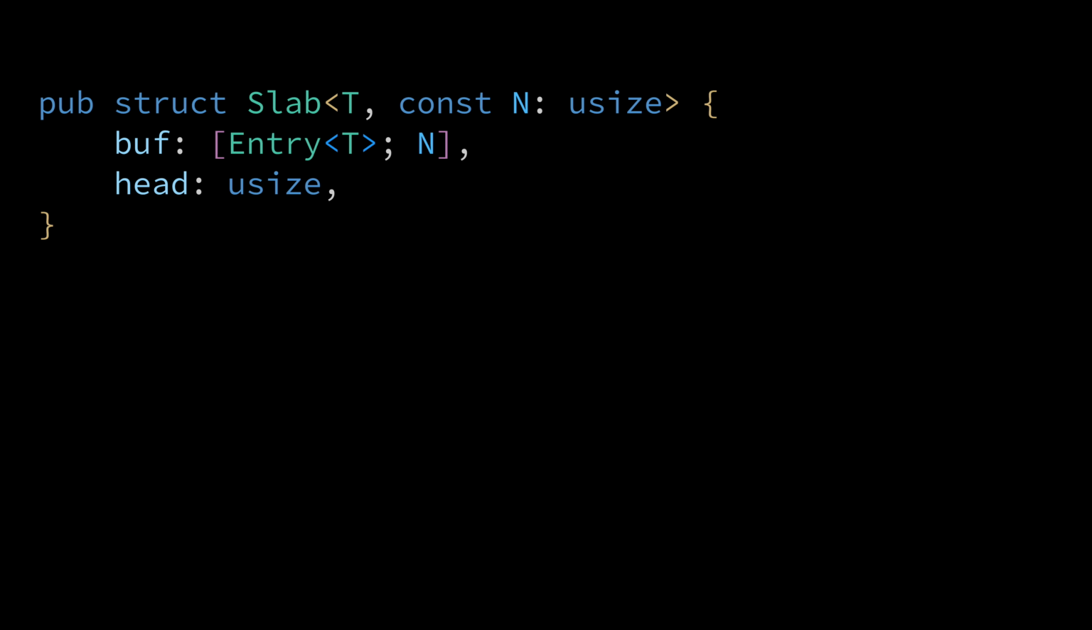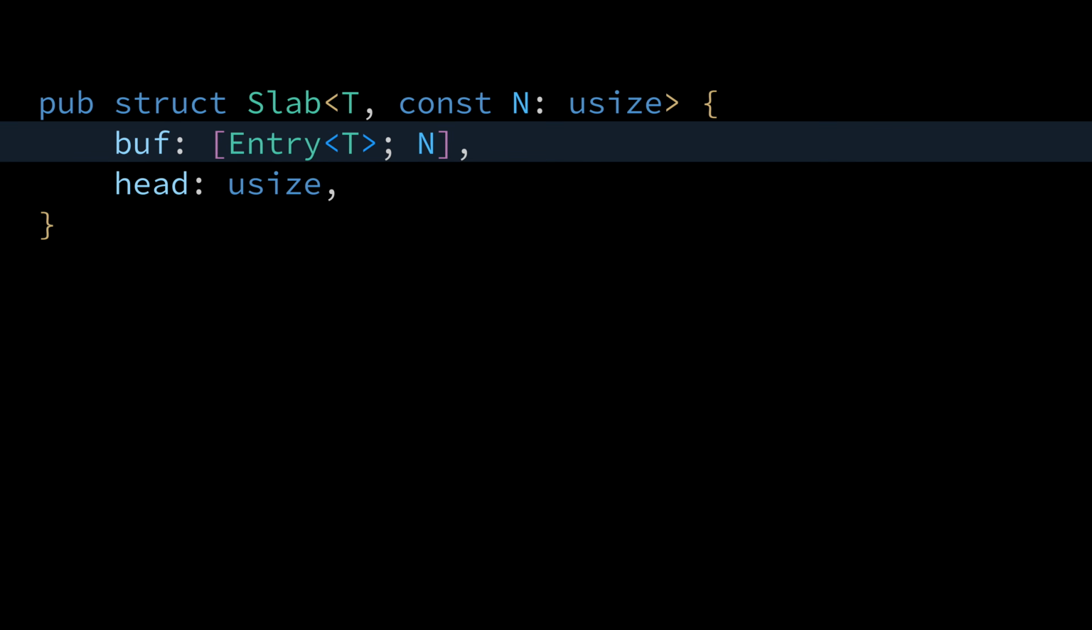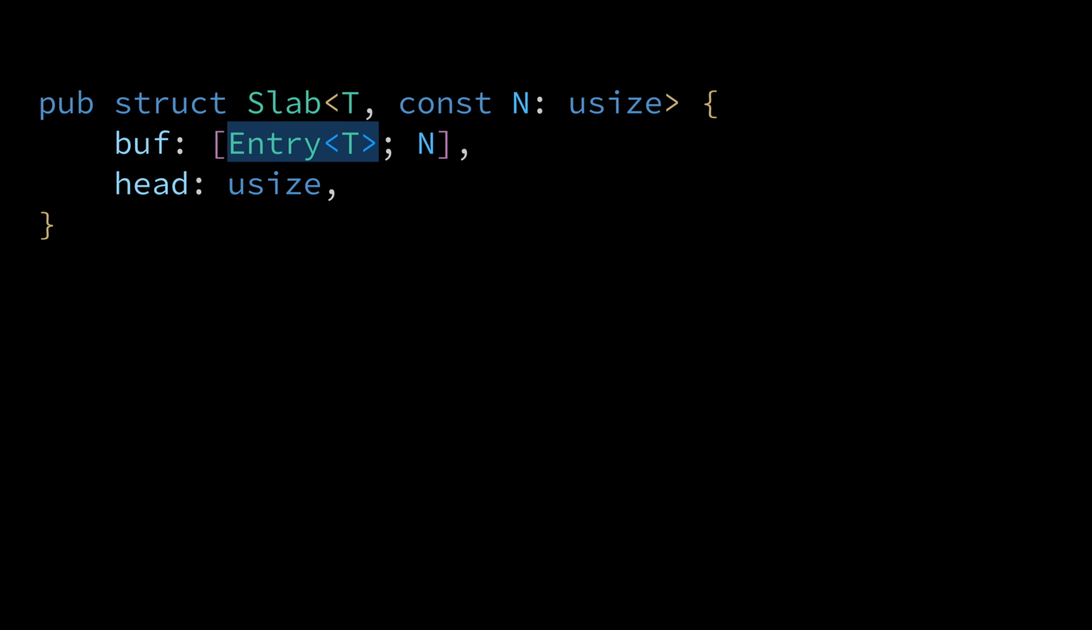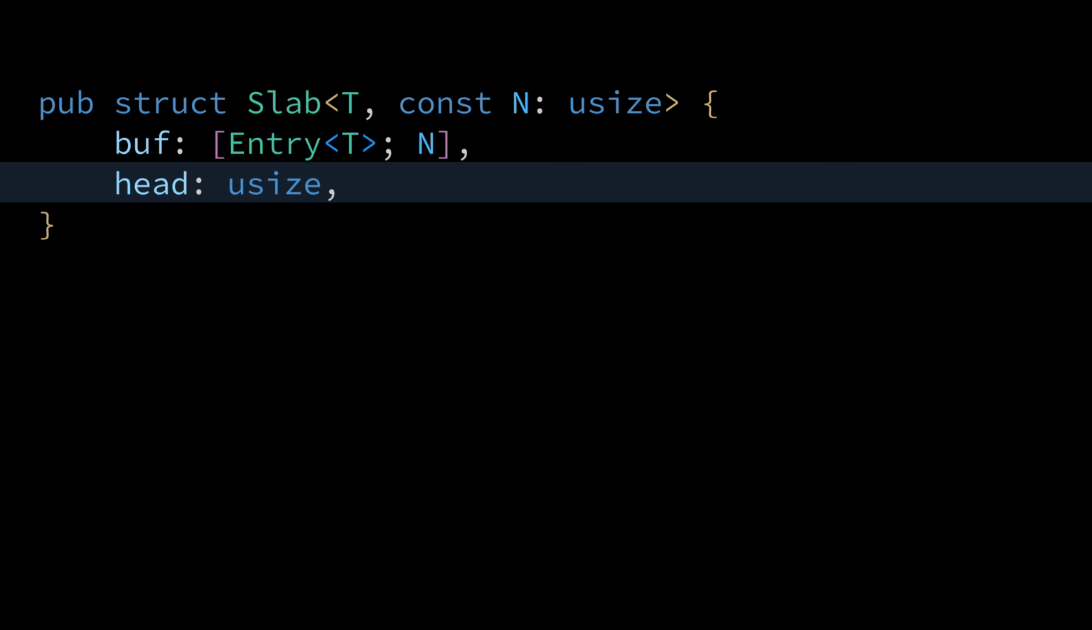Here is the definition of the slab type. It's a struct with two generic parameters, a type T for the items it will store, and a constant N for the capacity, the number of entries in the array. It has two fields, buff and head. Buff is the array, and each element of the array is another type called Entry. We'll get to that in a moment. Head is the start of the list of vacant entries, and I'll explain what that means.